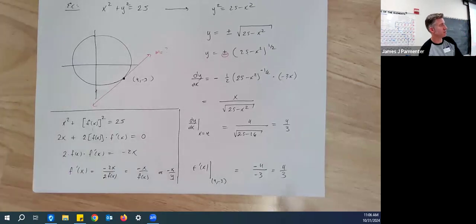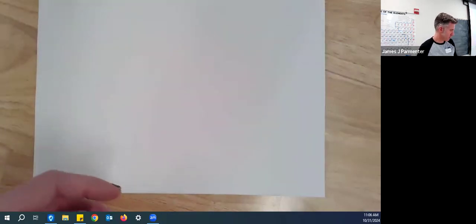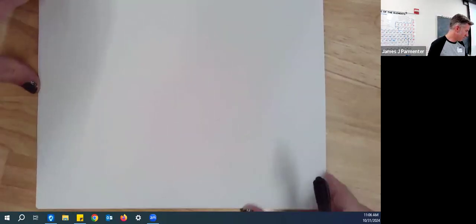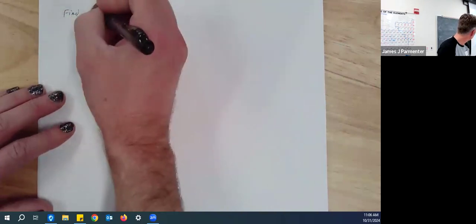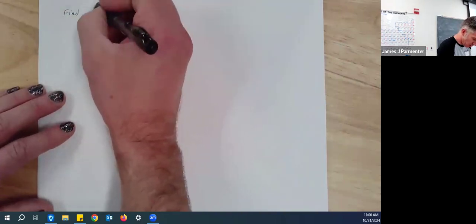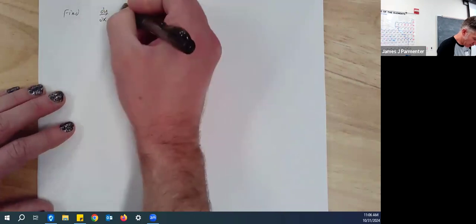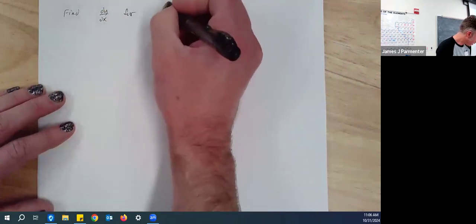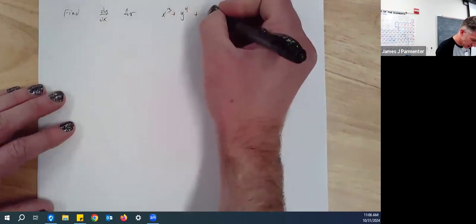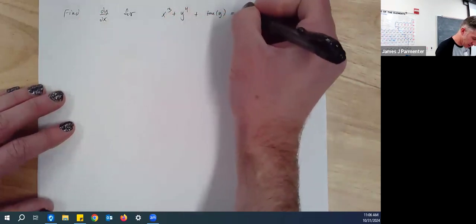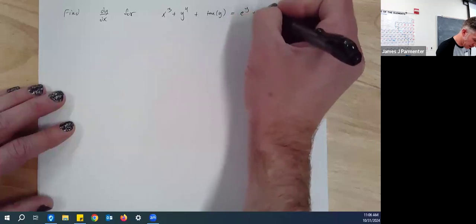Let's take some examples. So let's do the following. We want to find dy dx for the equation x cubed plus y to the 4th plus tangent of y equal to e to the y plus sine of x.